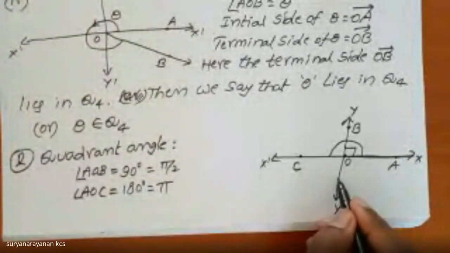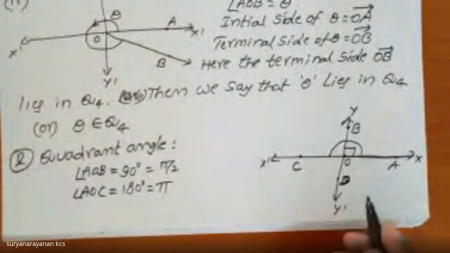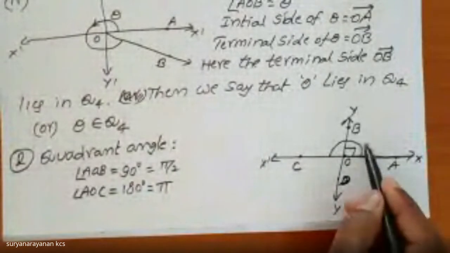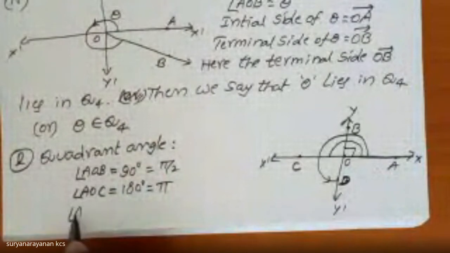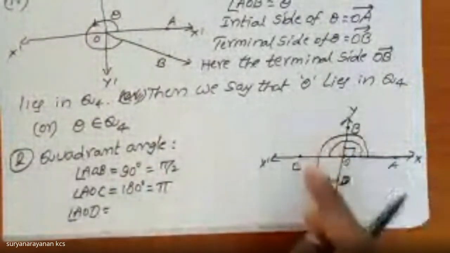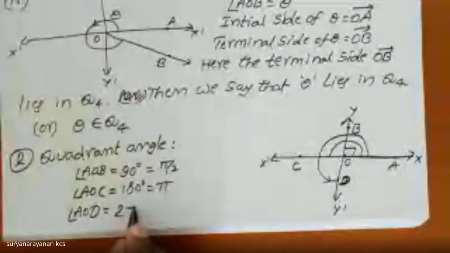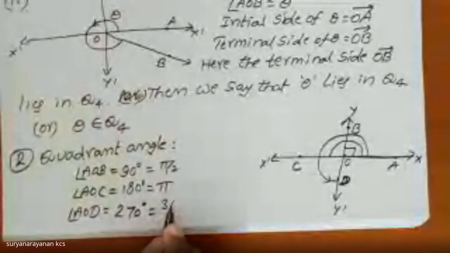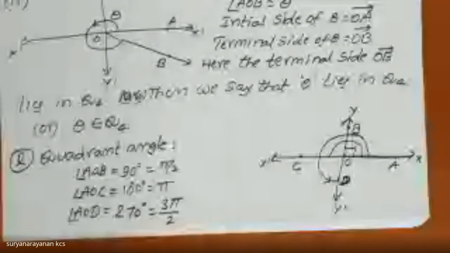The terminal side of the angle is OD. After rotation of some amount, angle AOD, what is the measurement of this angle? Yes, very good. 270 degrees, or 3 pi by 2 radians.